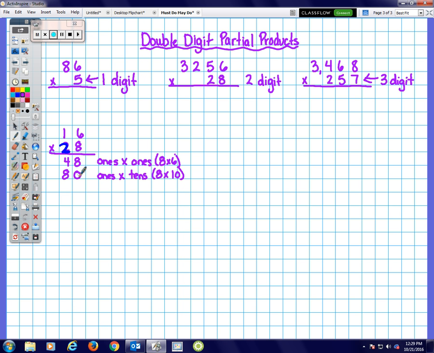Okay, now we're going to move to our tens place, and this is where I'm going to change my color. So my tens place, that 2, I'm going to multiply my tens place, because that's my 2, but it's not a 2, it is a 20. But I'm going to multiply it by my ones place now, so that's my next step. So I'm going to do the tens place by the ones place.